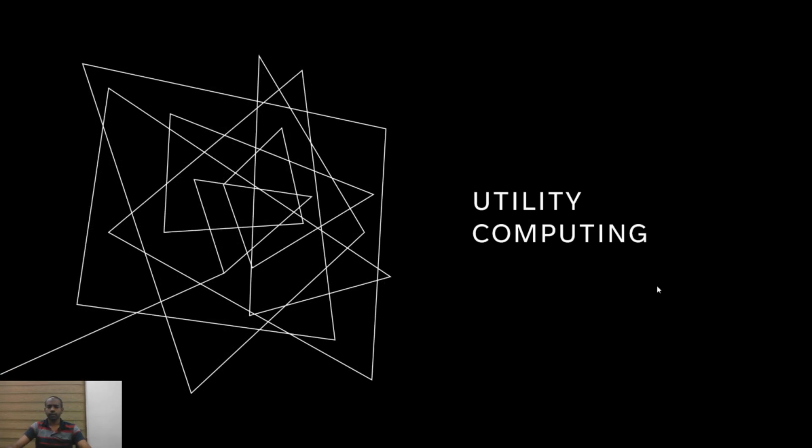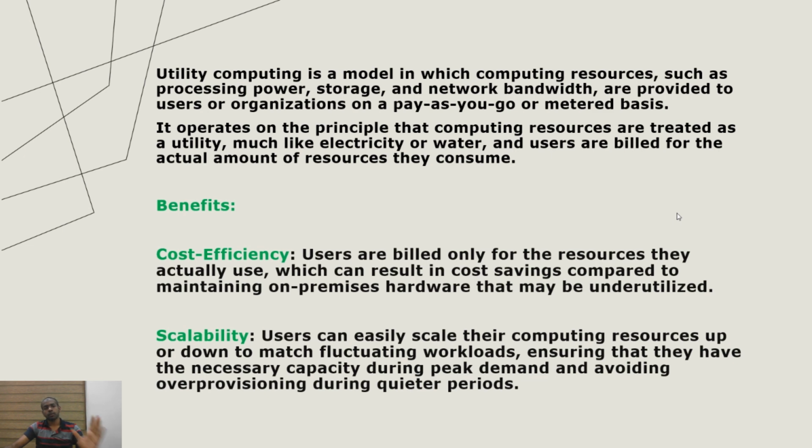Okay, so we have now reached utility computing. Let's look at more about utility computing. Utility computing is a model in which computing resources, such as processing power, storage, and network bandwidth, are provided to users or organizations on a pay-as-you-go or metered basis. It operates on the principle that computing resources are treated as a utility, much like electricity or water. Users are billed for the actual amount of resources they consume.